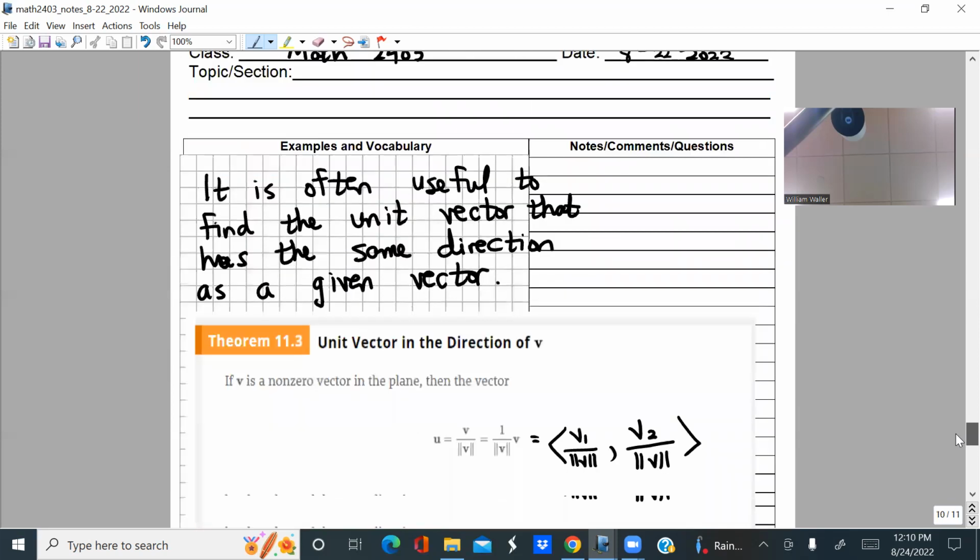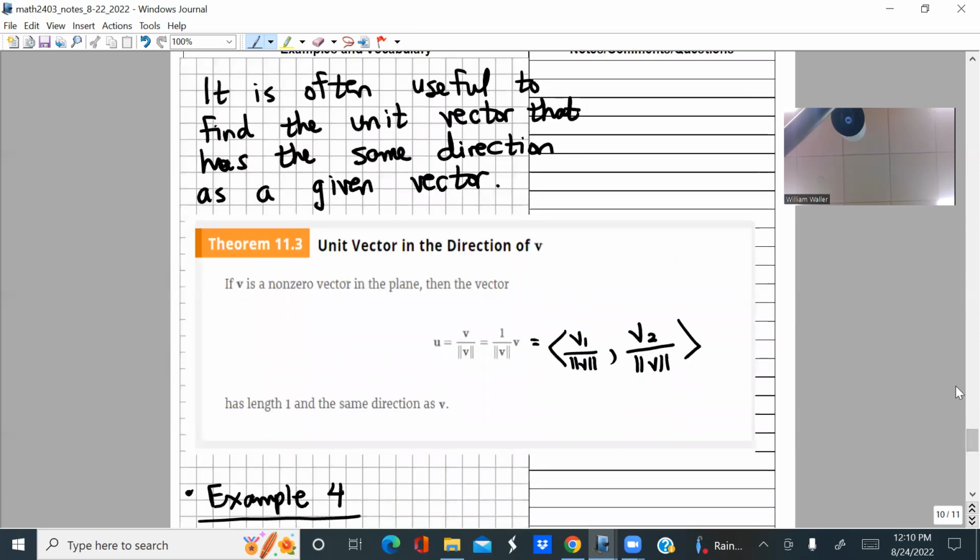Finally, one last definition in these notes, and then we'll be ready to switch notes. I don't think in the notes I defined unit vector, but a unit vector is a vector that has magnitude exactly 1. So a vector that has magnitude 1 is called a unit vector. And it's often useful to find the unit vector that has the same direction as a given vector. So you may have a vector that's not a unit vector, and often we want to take that vector and turn it into a unit vector.